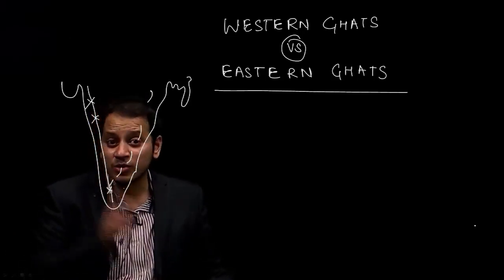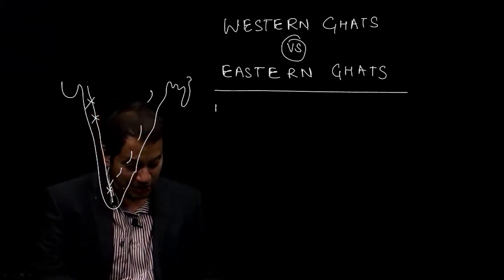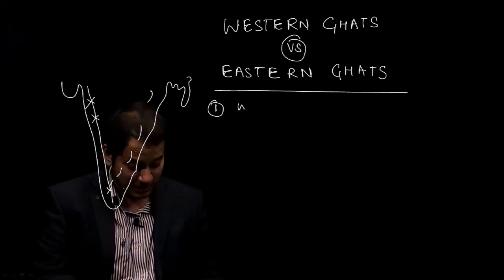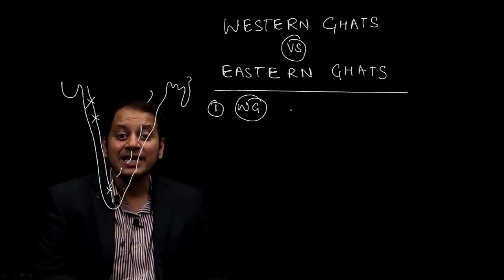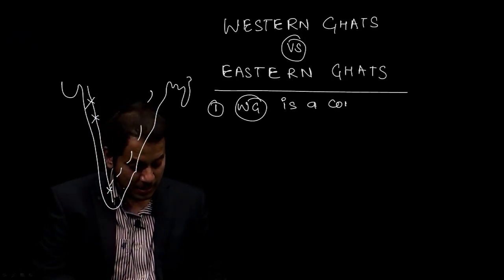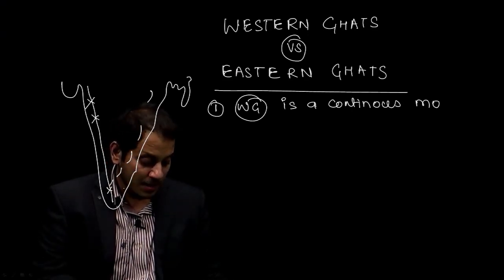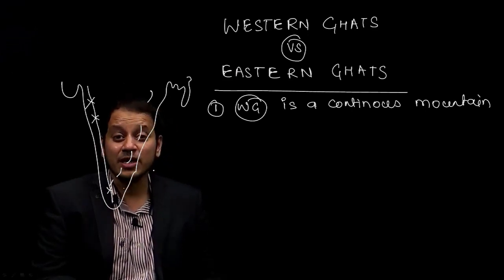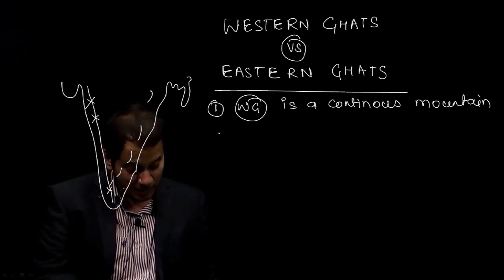Now why is this so? That is the first point of difference. You know why it is so? Because what is the Western Ghat? The Western Ghat, which I'll write as WG, is a continuous mountain. Actually, it is a series of continuous mountains which is actually an edge of a plateau.